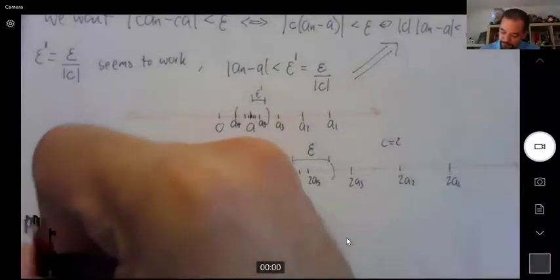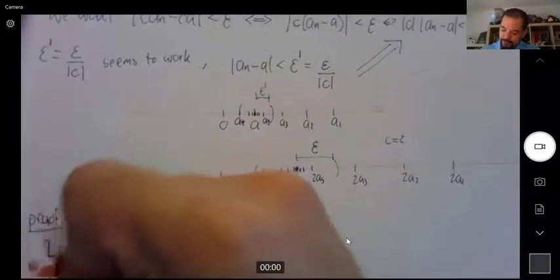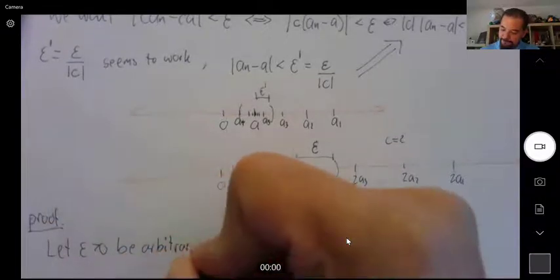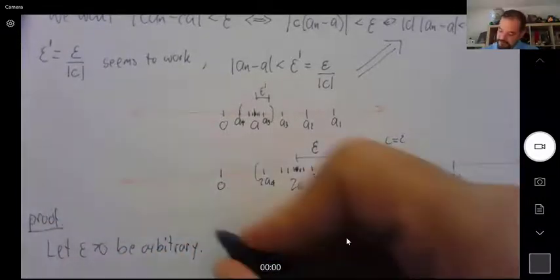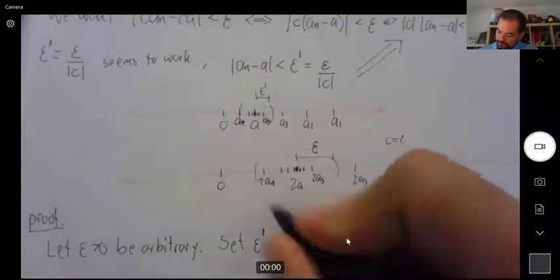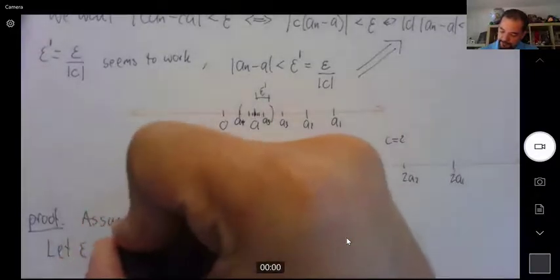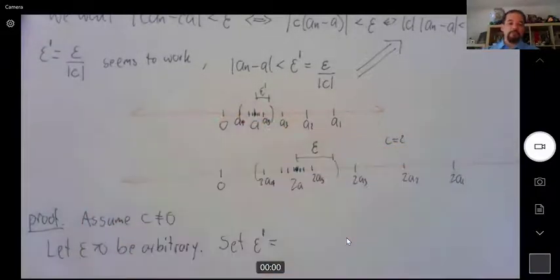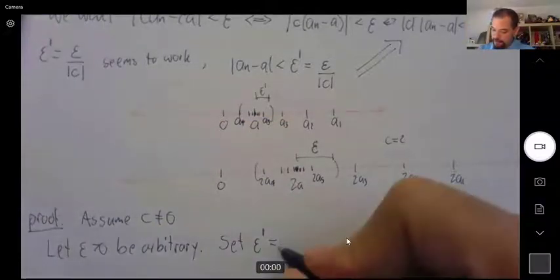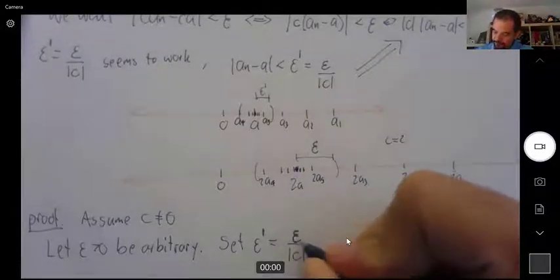Proof. You always start picking an epsilon, right? So let epsilon greater than 0 be arbitrary. That's always the first line. Set epsilon prime to be, well, okay, we're doing the case, assume C is not 0. We'll do the 0 case later, all right? So set epsilon prime to be epsilon over the absolute value of C.